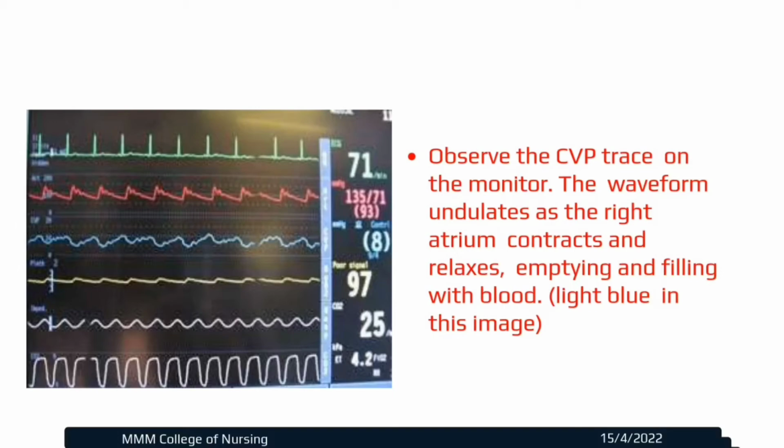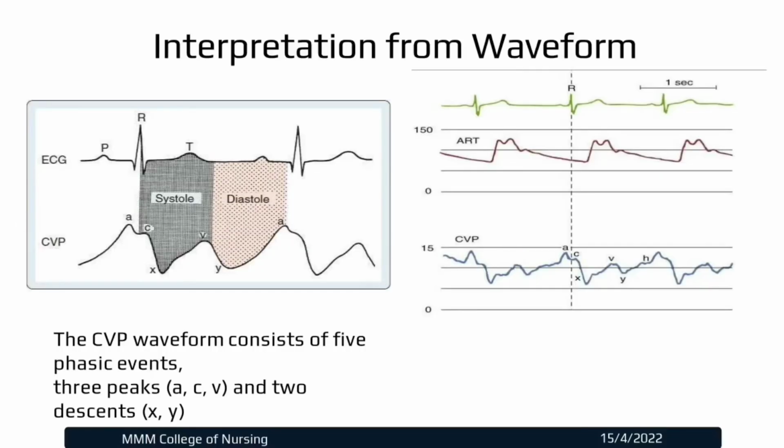The waveform undulates as the right atrium contracts and relaxes, emptying and filling with blood. Look at the picture. Here the light blue in this image is showing the central venous pressure waveforms. Next we'll move on to the interpretation of the waveforms.